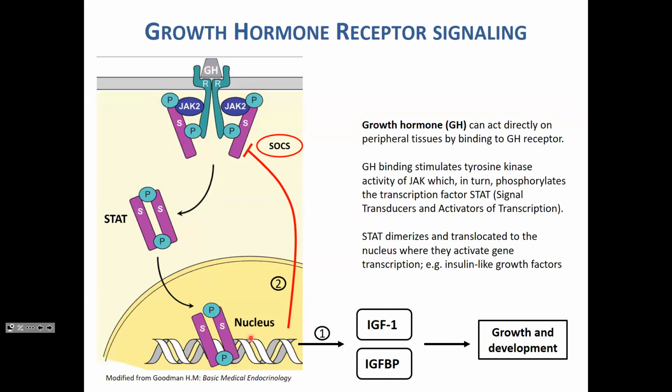Growth hormone can also induce its own turnoff. It's going to stimulate the expression of a protein, which is an inhibitor of the JAK kinase. So this particular protein is made, and it has a negative feedback effect, so it shuts down this pathway. So it can both generate IGF-1 and also turn off the pathway at the same time.